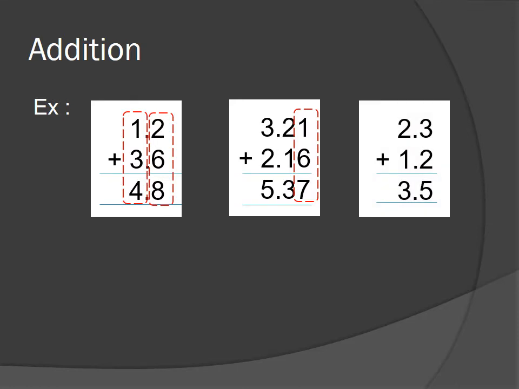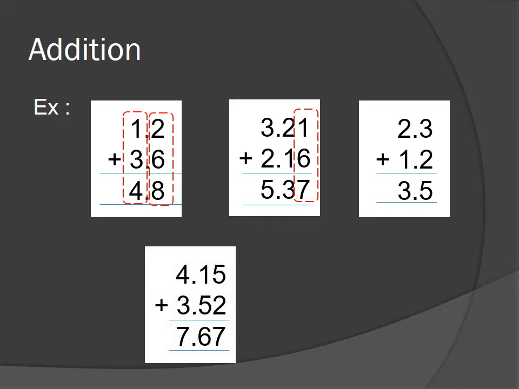2.3 plus 1.2. So we want to add 3 and 2 first. 3 plus 2 is equal to 5. 2 plus 1 is equal to 3. The final answer is 3.5. Next question. 4.15 plus 3.52. We want to add 5 and 2 first. 5 plus 2 is equal to 7. 1 plus 5 is equal to 6.